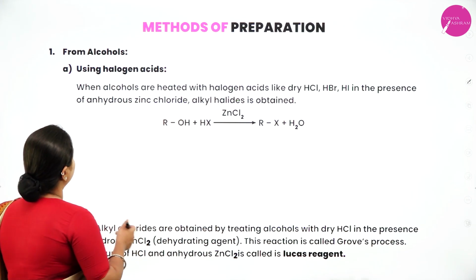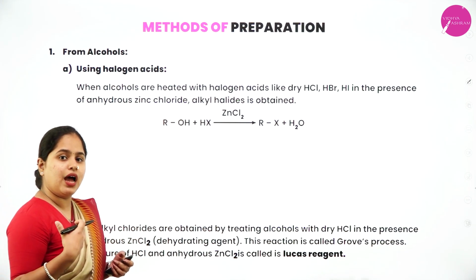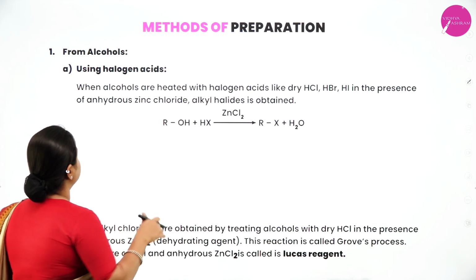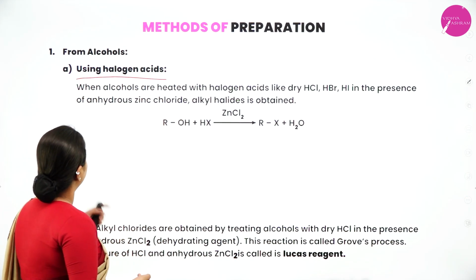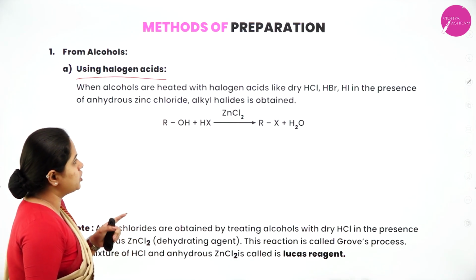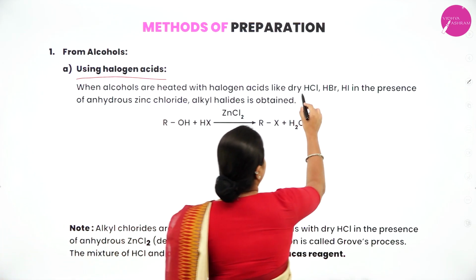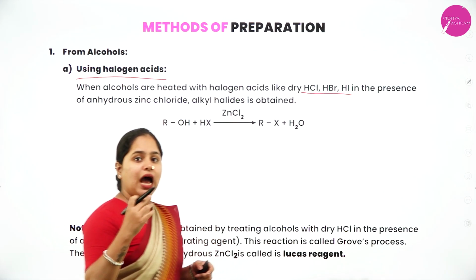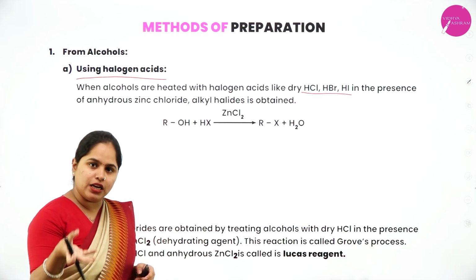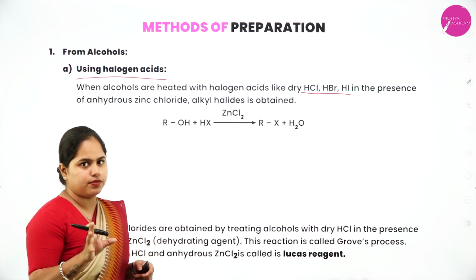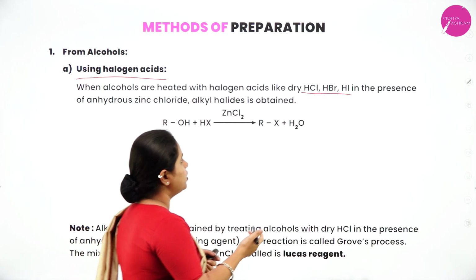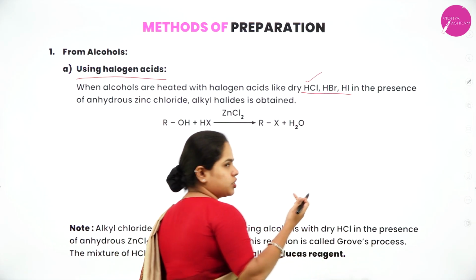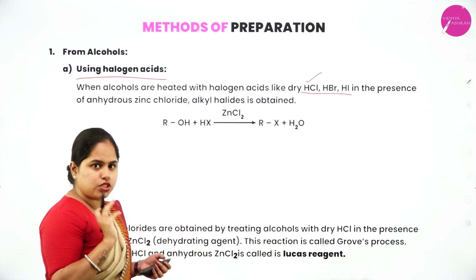The first method of preparing a haloalkane from an alcohol is using a halogen acid. Now, what is a halogen acid? When alcohols are heated with halogen acids like HCl, HBr, HI, a halogen will be present and a hydrogen atom will be present. That is called a halogen acid, right? You know that HCl is an acid, and it is called a halogen acid because a halogen is present there.